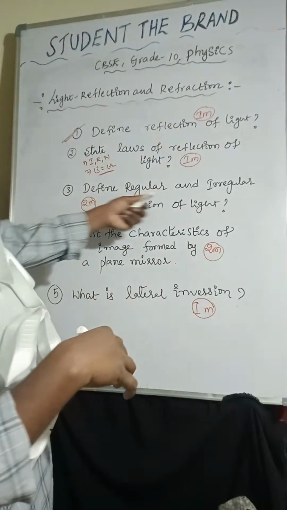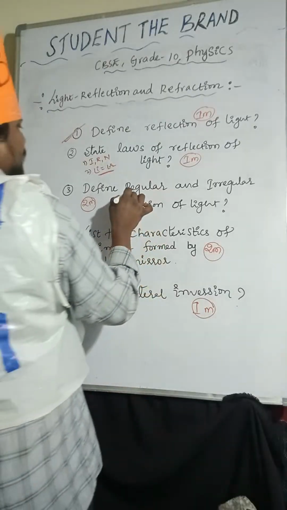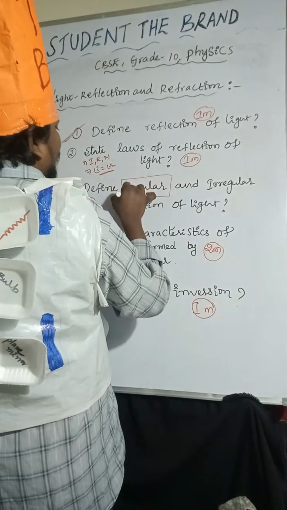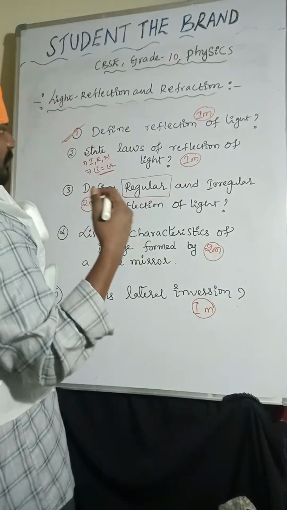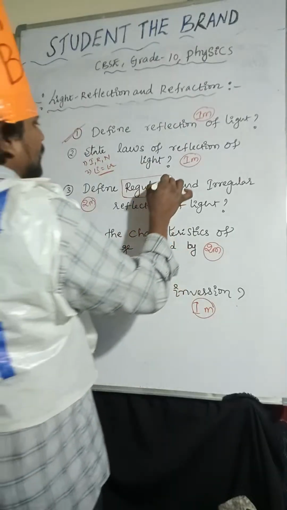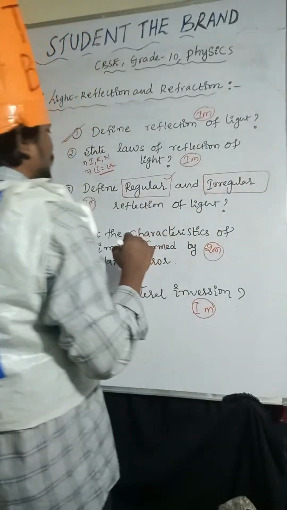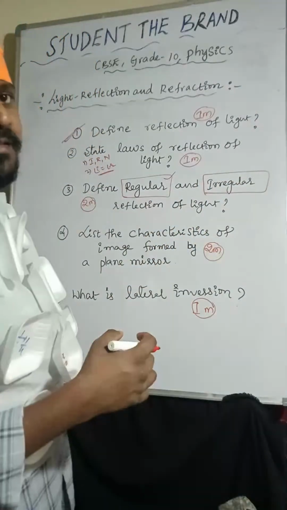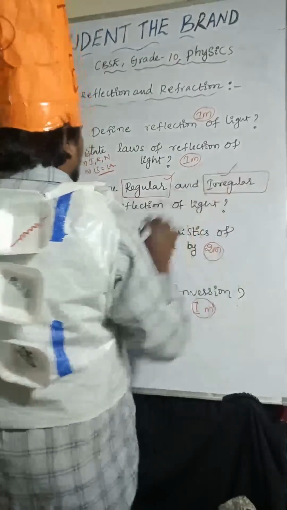Coming to define regular and irregular reflection. In regular reflection, the incident beam is parallel and the reflected light rays are also parallel, so the reflected beam is also parallel. This type of reflection is called regular reflection. Coming to irregular reflection, the incident beam is parallel but the reflected light rays are not parallel to each other. Then the type of reflection is called irregular reflection.